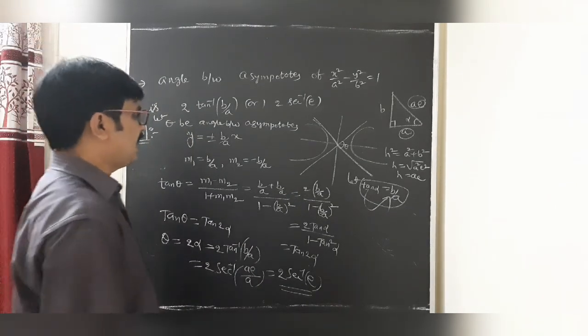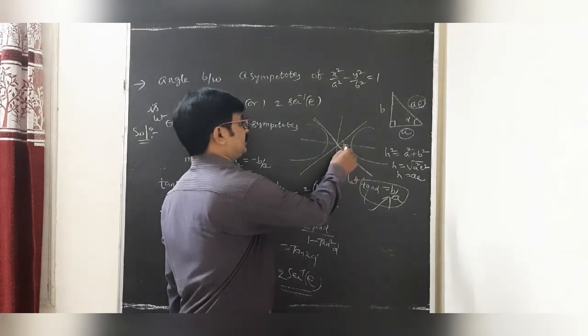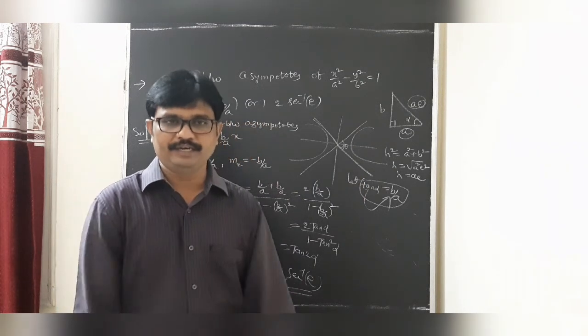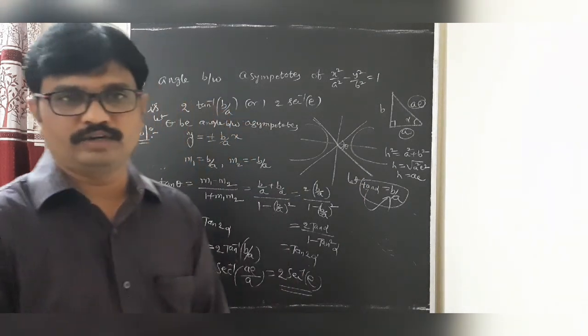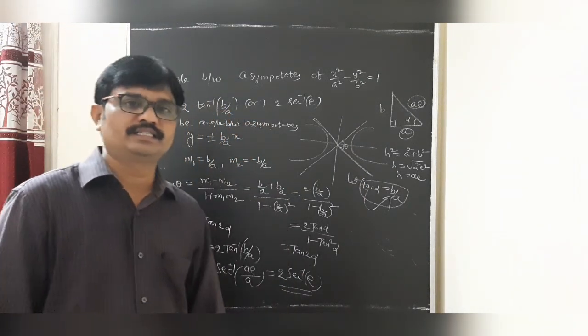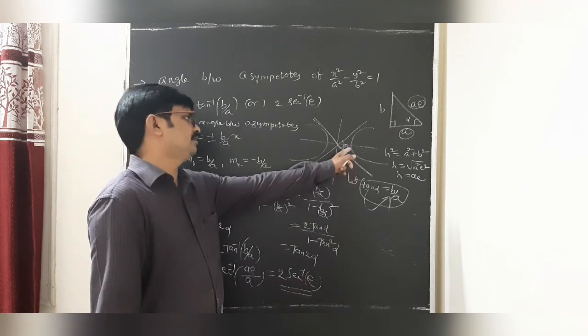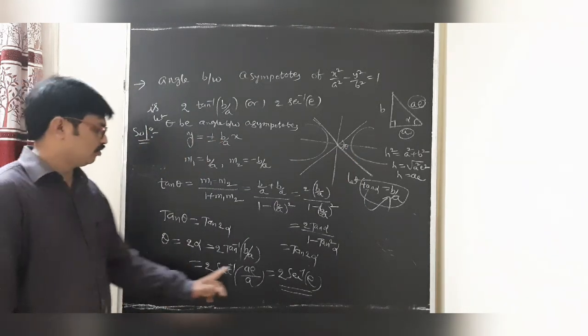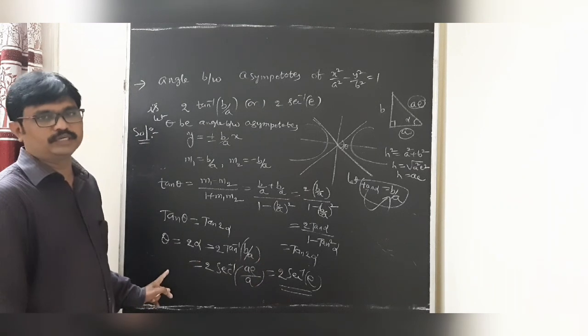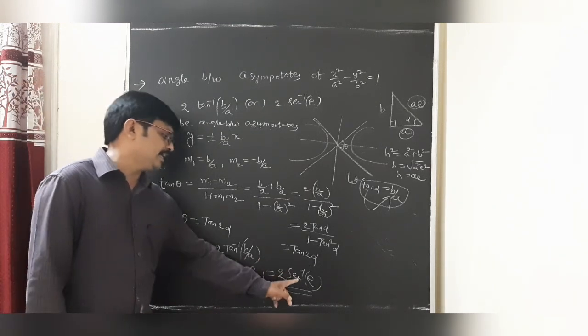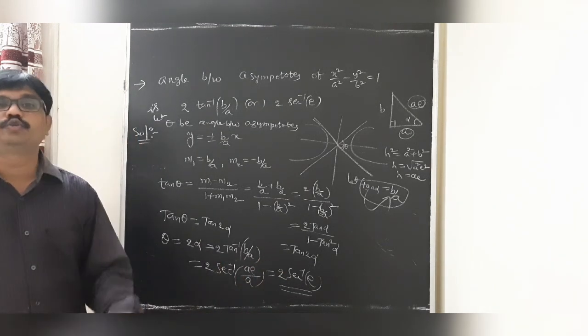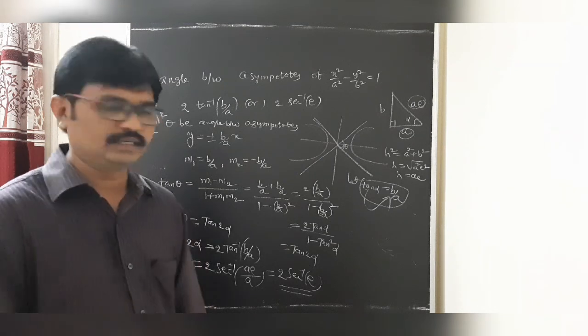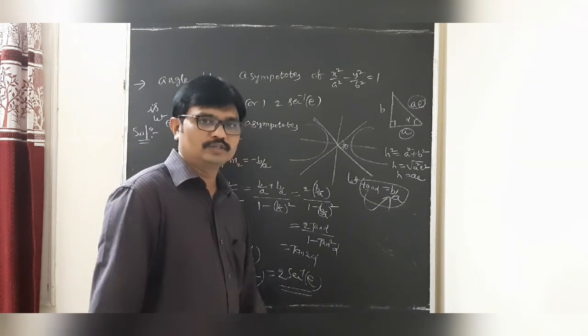Suppose the angle between the asymptotes is given directly, say 90 or 30 or 60 or 120. How to find the eccentricity? Suppose theta is given as 120. We take theta 120, and 120 by 2 is 60. Secant of 60 is 2 by root 3. Is it clear, students? That is the eccentricity.